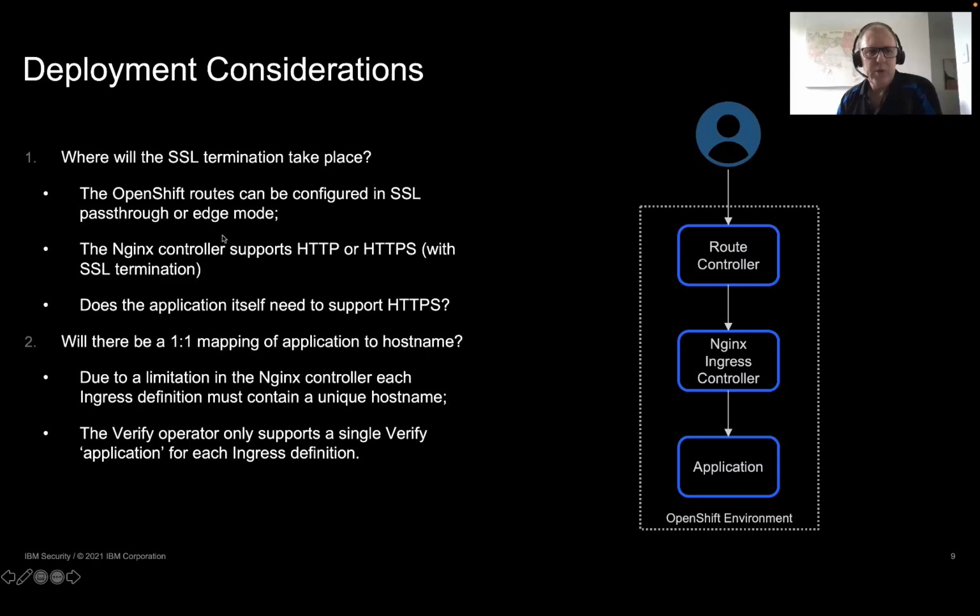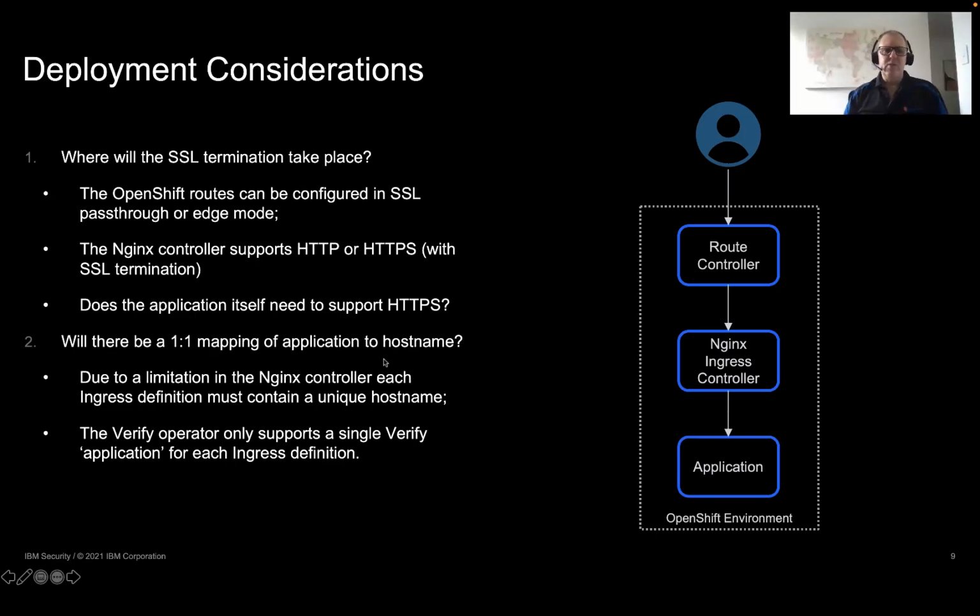When you define your route in the route controller, the route controller can be configured with pass-through mode or edge mode, so you need to make a decision what kind of mode you want it to run in. The Nginx ingress controller supports both HTTP and HTTPS. If you're using HTTPS, we need to do SSL termination here, so that way we can inspect the traffic. And then finally, of course, it's up to you whether you use HTTP or HTTPS going to the application. So that's some of the considerations you need to take into account.